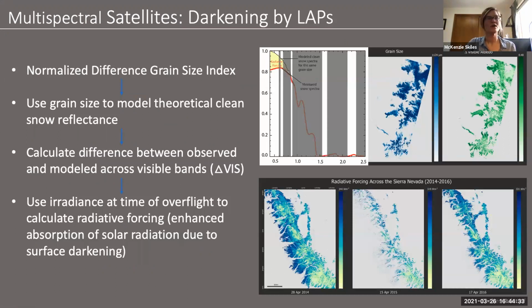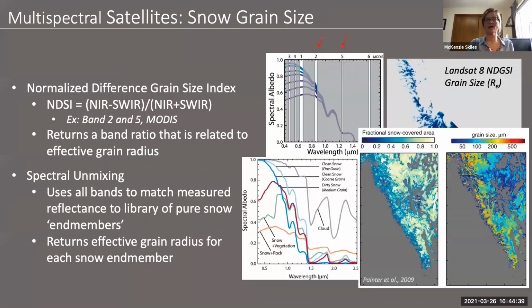Okay, so let me just back up here real quick, because I saw another question. A snow end member within the spectral end mixing process. The question is, what's a snow end member?